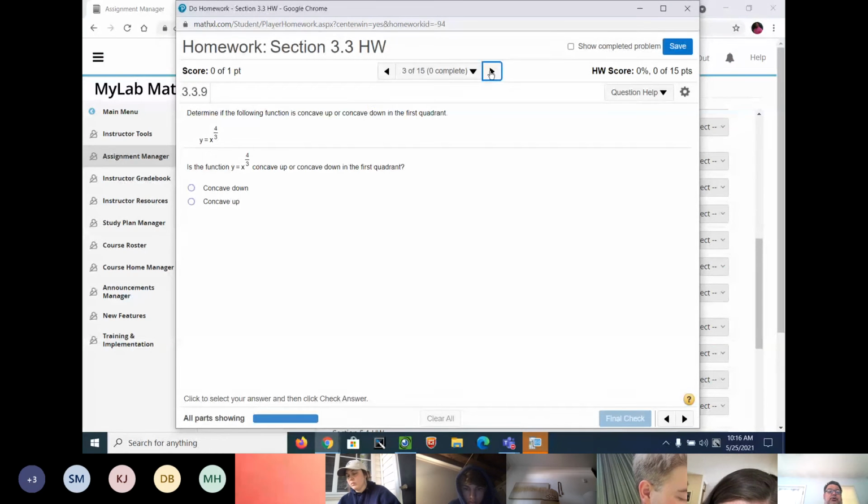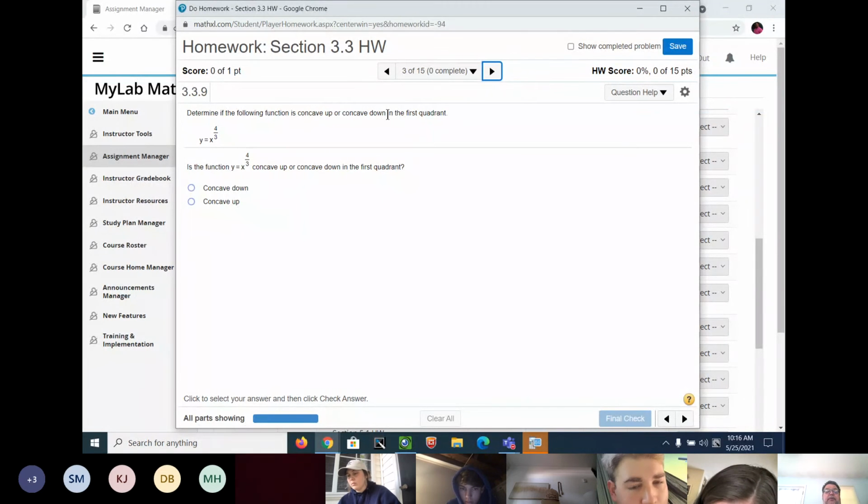Here's one. Determine if the following function is concave up or concave down in the first quadrant. Well, first of all, what the heck are you looking at? Well, it's f of x is equal to x to the 4/3.